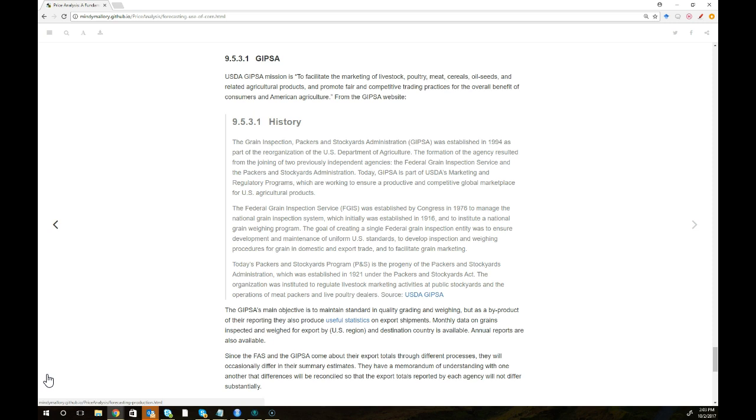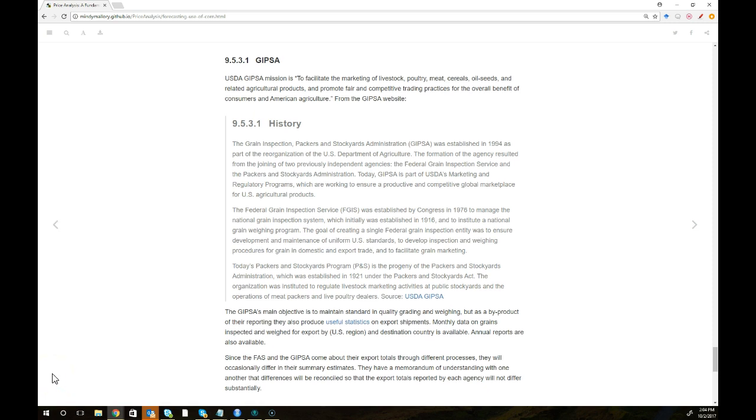So you might imagine that this could create some conflict between the Foreign Agricultural Services export reporting system and the GIPSA's export reports. And so they have a memorandum of understanding with one another that they will get together periodically and make sure that their estimates match, so that the USDA doesn't have these two reports that generate wildly conflicting information being disseminated into the market. That does it for Chapter 9.